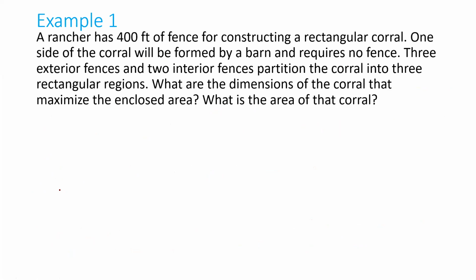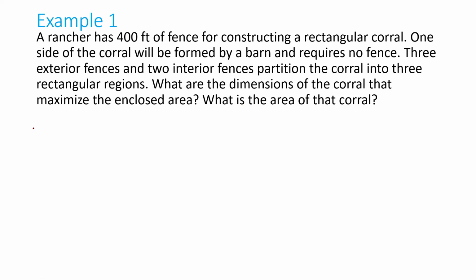So with that in mind, let's think about an example like this. We've got a rancher who has 400 feet of fence for constructing a rectangular corral. One side of the corral will be formed by a barn and requires no fence. 3 exterior fences and 2 interior fences partition the corral into 3 rectangular regions. What are the dimensions of the corral that maximize the enclosed area, and what is the area of that corral?